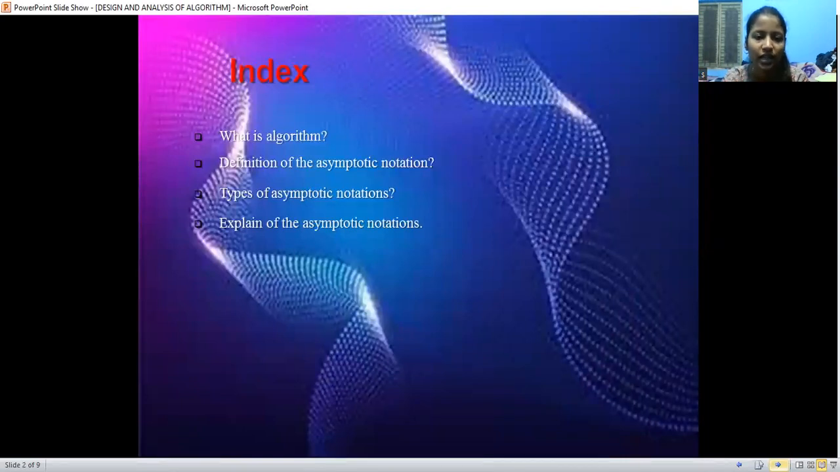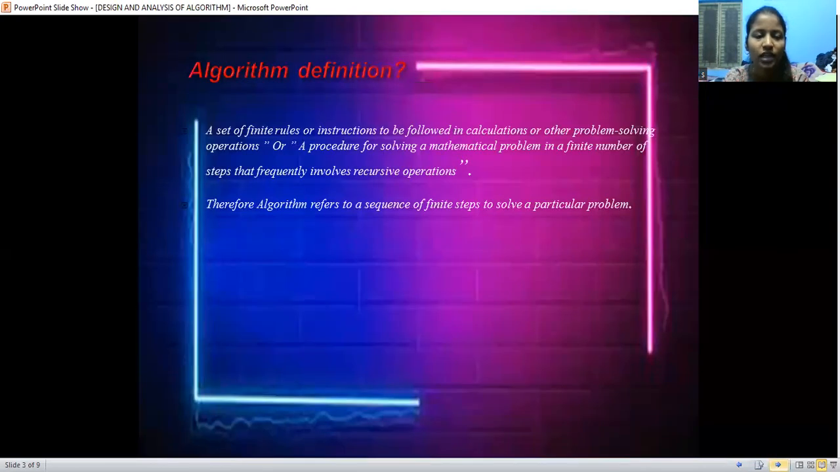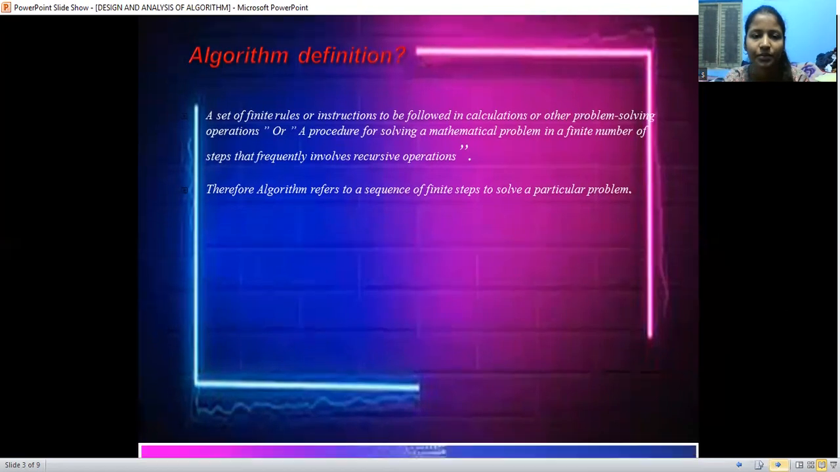The index covers: what is an algorithm, the definition of asymptotic notations, the types of asymptotic notations, and explanations of each. What is an algorithm? A set of finite rules or instructions to be followed in calculations or other problem-solving operations, or a procedure for solving a mathematical problem in a finite number of steps that frequently involves recursive operations. Therefore, an algorithm refers to a sequence of finite steps to solve a particular problem.